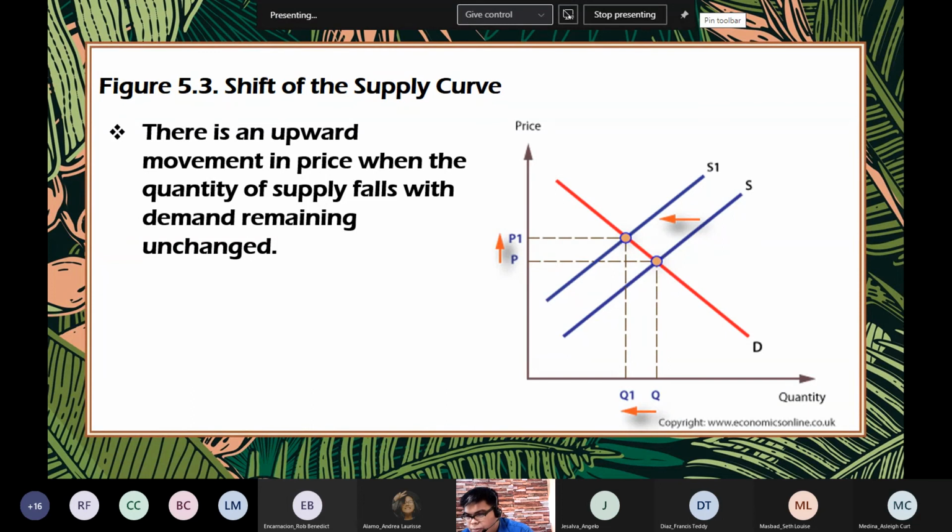So ito naman yung shape of the supply curve. So yung sample niya rito is nabawasan, no? So ito yung upward movement, tumaas yung presyo mo. And then yung quantity mo nabawasan. Ito yung usually nangyayari sa merkado or sa market. Kumukonti yung quantity mo. Kumukonti yung supply mo ng pork. Tumataas ang presyo. Therefore, supply curve shifts to the left.